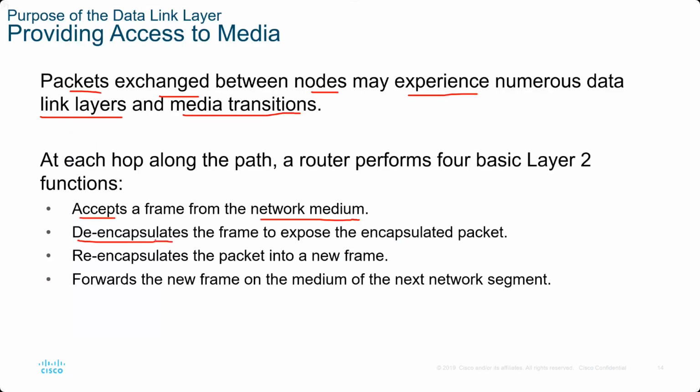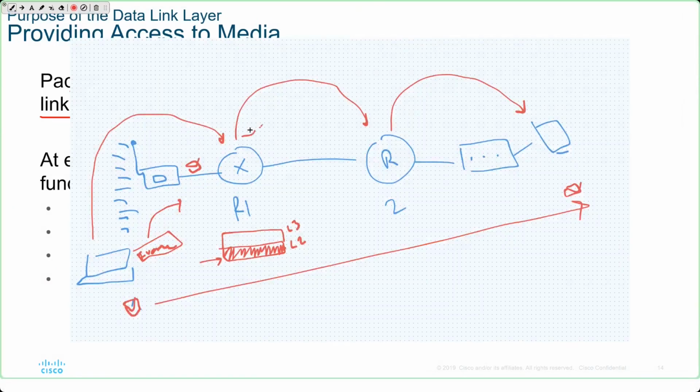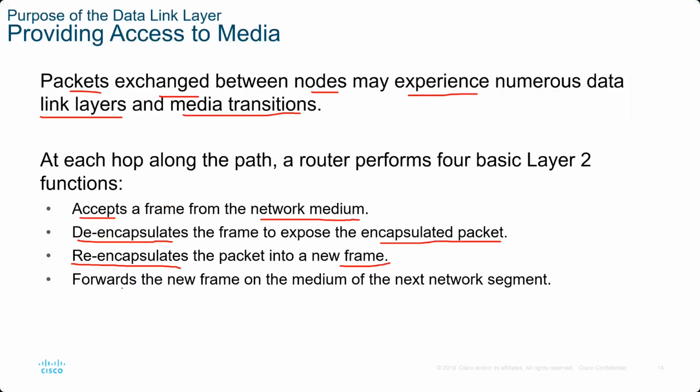Okay, so it will de-encapsulate the frame to expose the encapsulated packet, read the information, and then it has to re-encapsulate the packet into a new frame again. Now this router, in order to send it out to the other router, has to create another frame in which it will have the same layer 3 information that it saw, but it will create a brand new frame, layer 2, with new information. This is important, okay? We'll see why. And then forward the new frame to the medium of the next network segment.